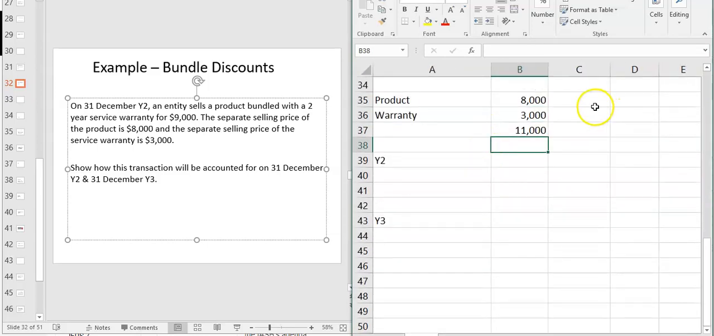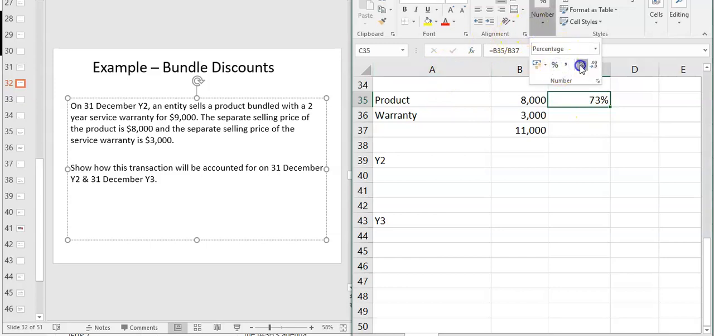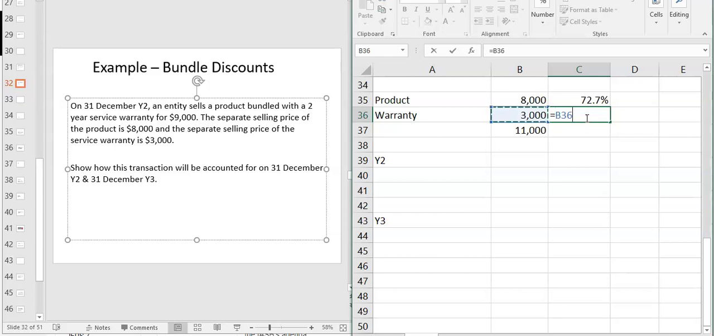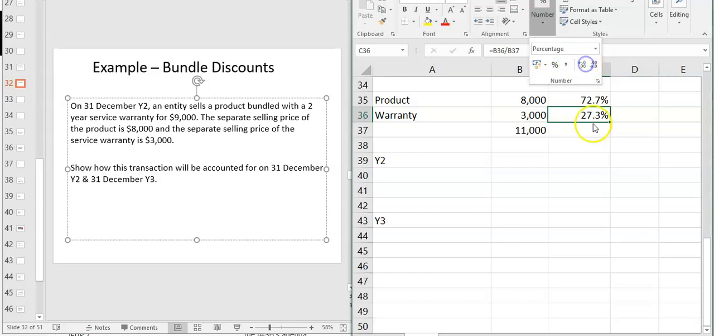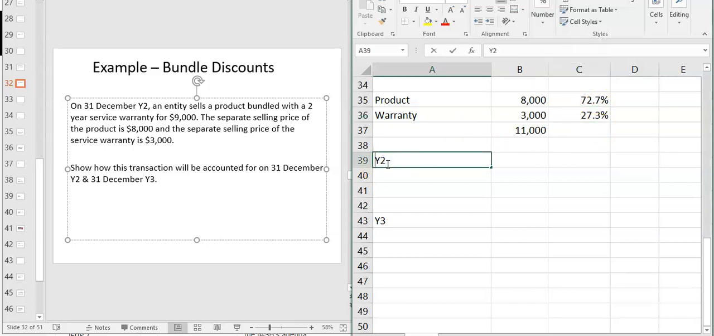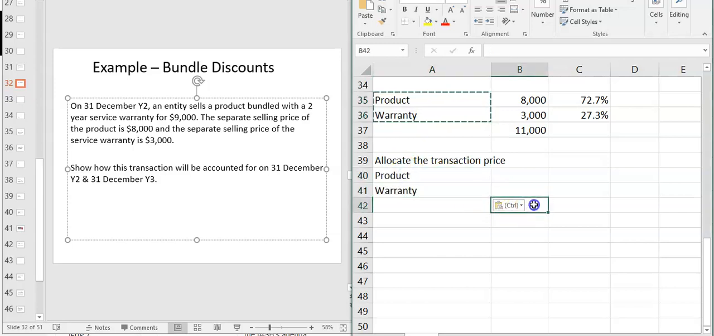To that, what you do is you get the proportion. So of the total, the product is 8 over 11. The product represents 72.7%. The warranty represents 3 over 11, which represents 27.3%. And you take those pro rata and then you allocate the transaction price. So we'll skip year 2 and year 3 for a second. You take the product and the warranty. We know the transaction price overall is 9,000. That's what we're given in the question. The standalone prices are just for allocation purposes.